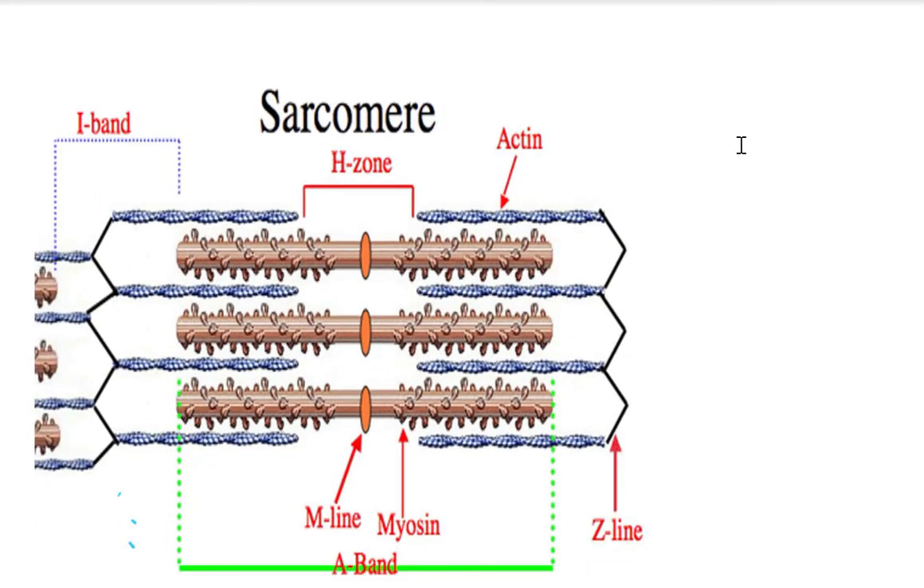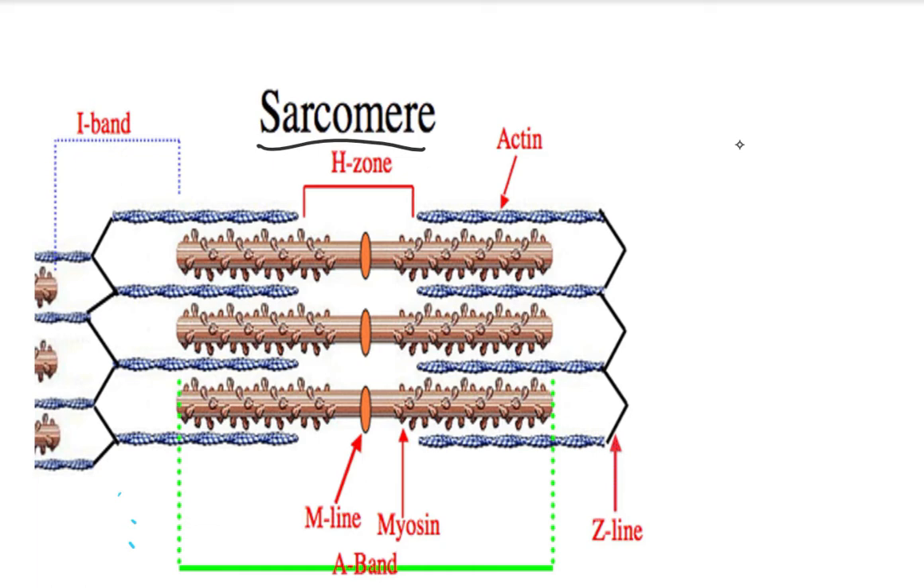So before we dive into this question, it's important that we understand what a sarcomere is. A sarcomere is the functional unit of striated muscle. So what that means is that cardiac and skeletal muscle have sarcomeres, but smooth muscle does not. Looking at a sarcomere can be really confusing, but we're going to break it down step by step.